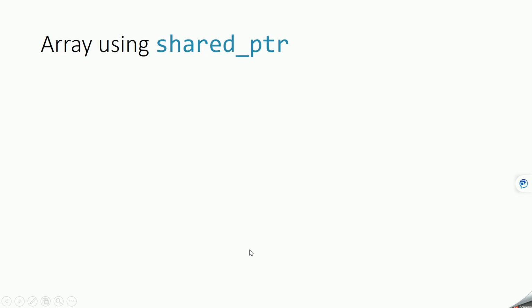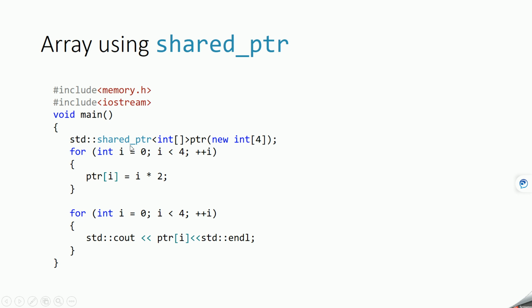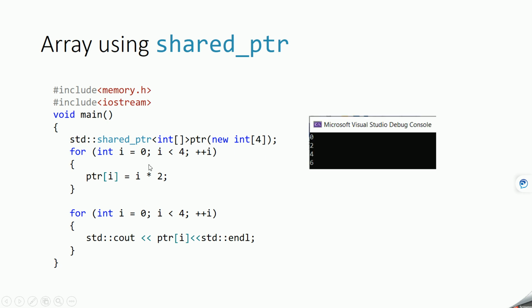Okay, now let's see how you can create an array using shared ptr. So here just give the subscript operator and then allocate the amount of memory that you want, and then the rest of the operation is normal, like you are storing some value into the array and then you are printing it. Okay, so this is how you can create the array using shared pointer.